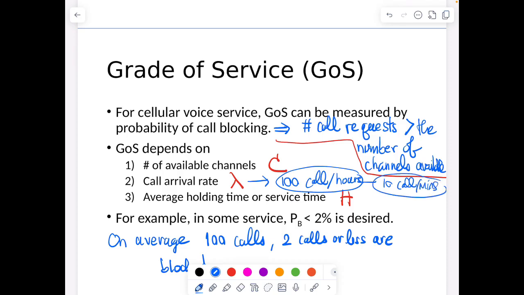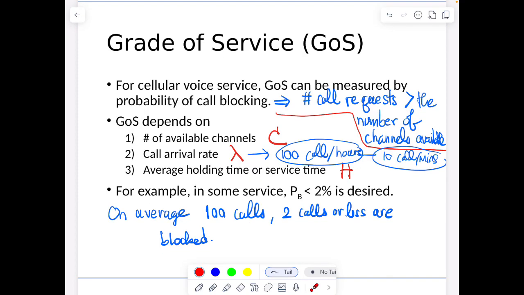The last factor is the average holding time or service time. Whenever a user gets connected, how long they stay on the network, on that circuit or channel. The longer they stay, the less likely that the people who are waiting or trying to make a call will get connected. This average holding time or service time, we're going to denote with capital H. And at the end, we'll analyze and get some grade of service.